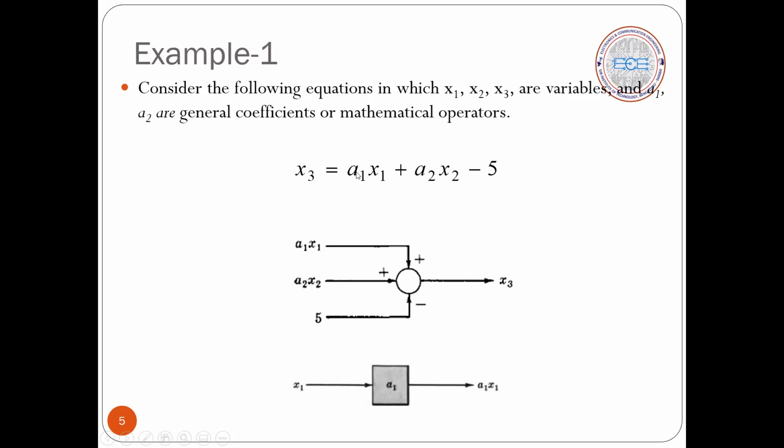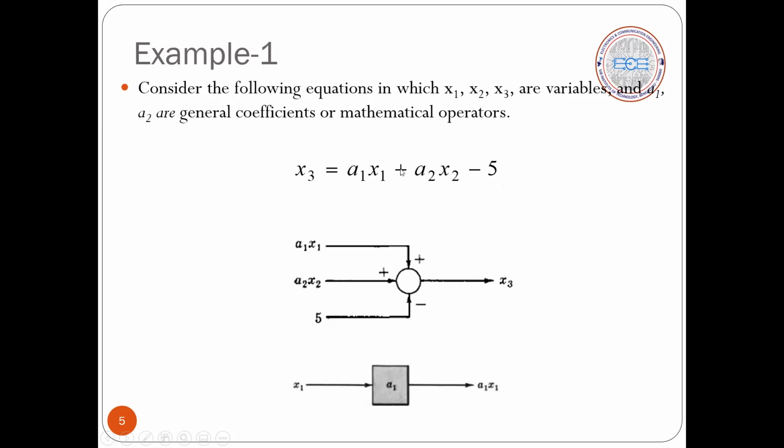That is a1, which is a constant, times the first variable x1, plus a2, the second constant, times the input x2, and then minus a constant 5. So how can we represent this in a block diagram fashion, or pictorial representation, of this mathematical equation? How to do it? Let's understand.